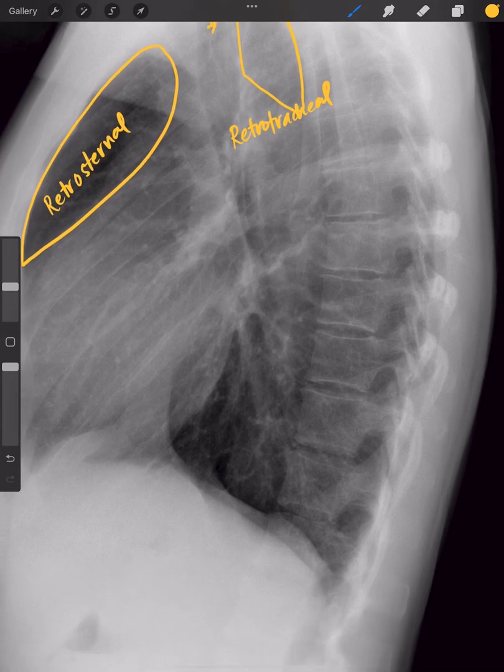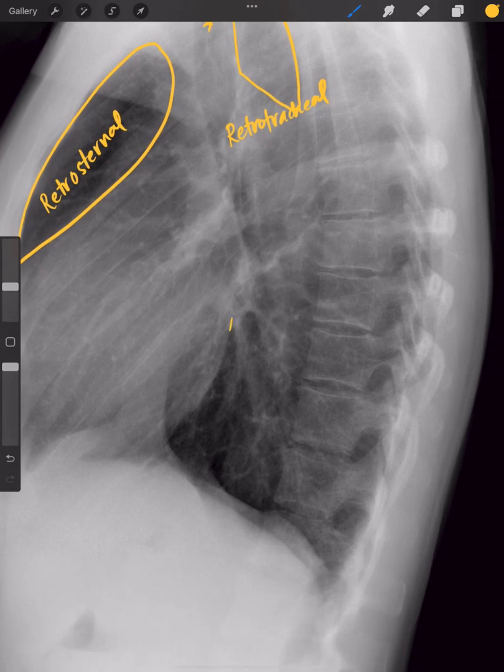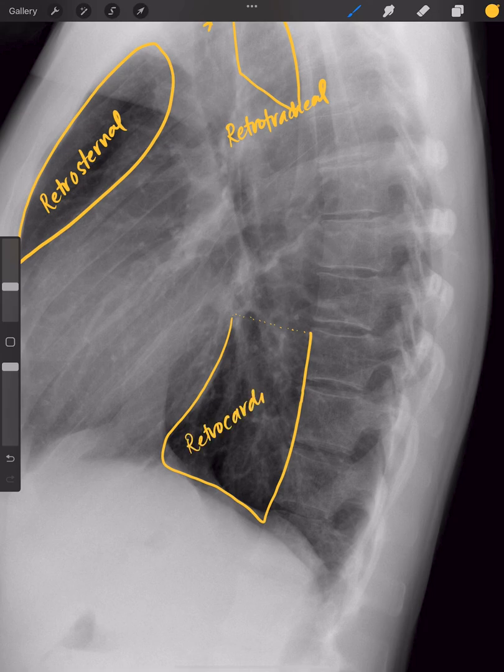Okay, and then the third clear space is down here, and it's just behind the heart, and the superior border of it is a little bit ill-defined, so I'm just going to draw that as like a dotted line. And this is called the retrocardiac clear space. And in that area, commonly you'll see lower lobe consolidation, or you might see masses, and this is also where you'll see a hiatal hernia.